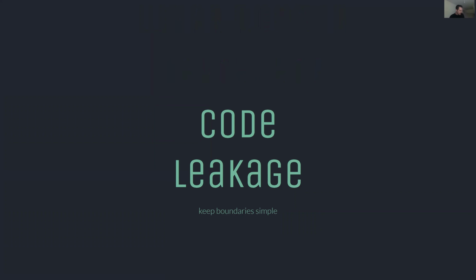So code leakage, sort of an interesting one. This can happen between classes, but it's a lot more dangerous between subsystems. If I'm oversharing data or structure between two subsystems, what happens is bad decisions made in one of them will leak to the other ones.